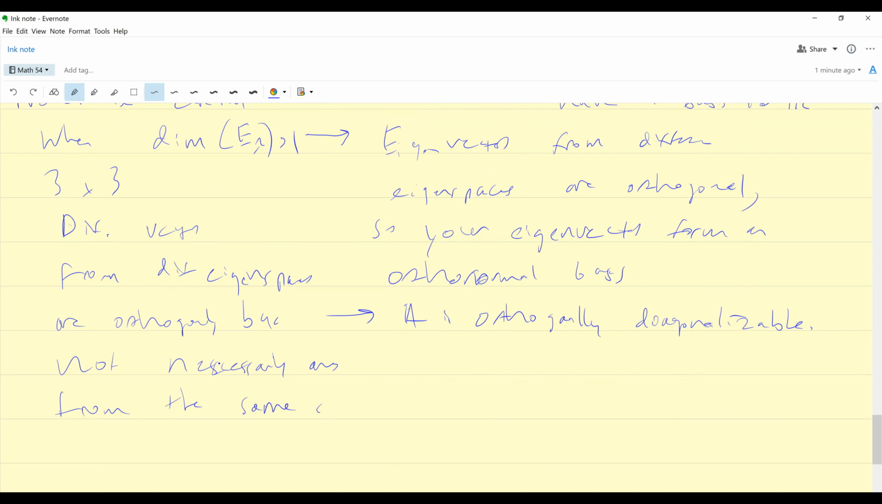So if you're not careful, you could accidentally pick eigenvectors which are linear, like if you have two orthogonal eigenvectors, you could accidentally use a basis vector that's a linear combination of those two, and you don't want to do that. So that's something you have to watch out for.